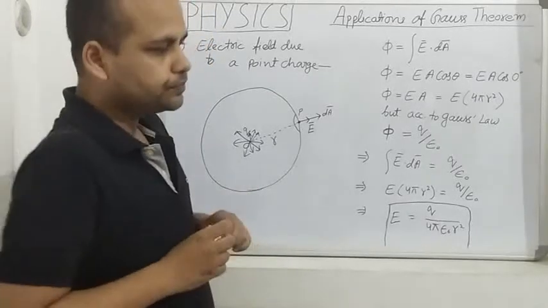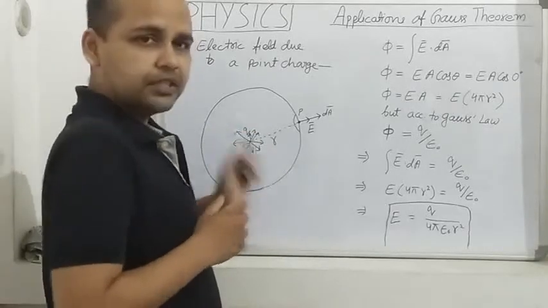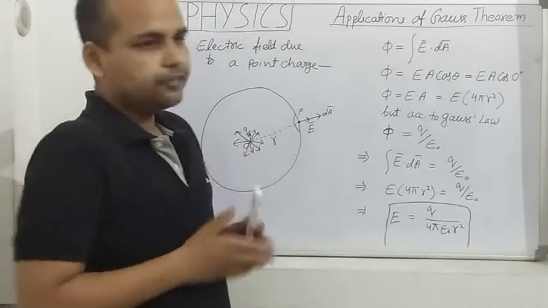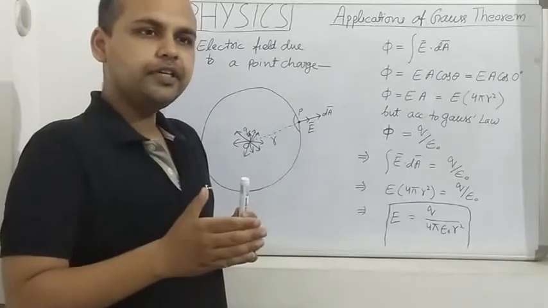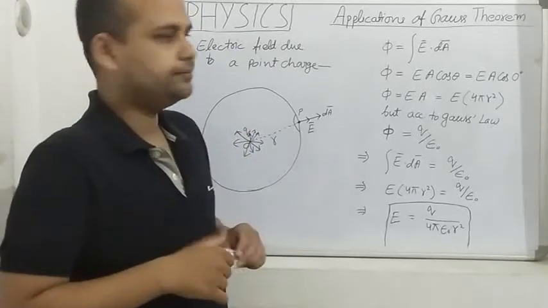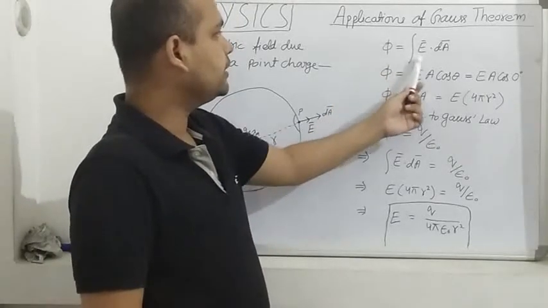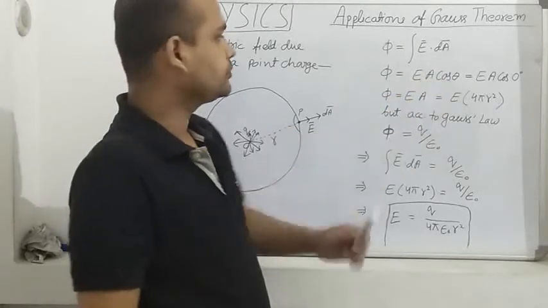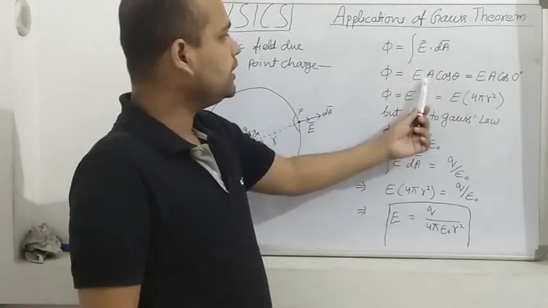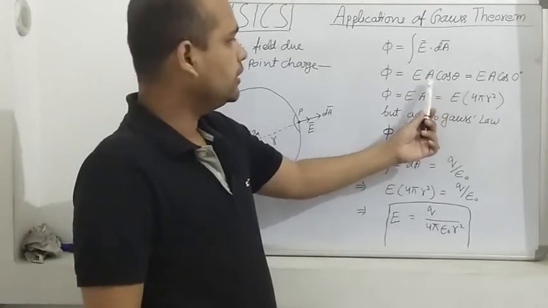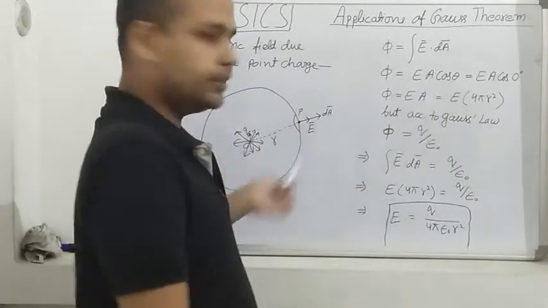Now we will find the electric flux due to this sphere. Electric flux, I have already told you, is the integral of the electric field and the area vector dA. So phi, which is the electric flux, will be equal to the integral of E dot dA. When you perform the integral operation, you will get phi equal to E A cos theta, where A is the total surface area of the sphere.